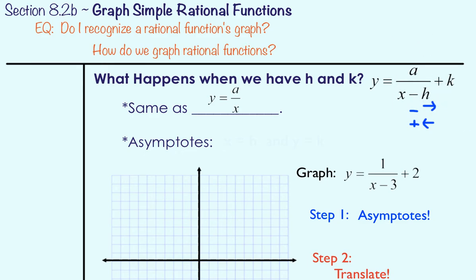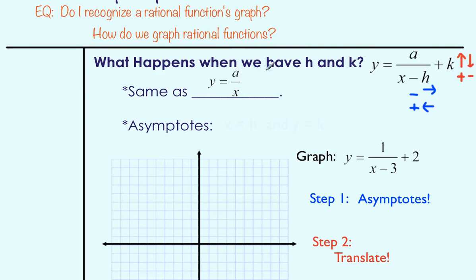And k tells us to move up or down, and we do the same thing as it says. Like if it's positive, we go up, and if it's negative, we go down. Okay, just like h and k every time else that we've done this semester. So you will graph things exactly as you did when it was y equals a over x. The only difference is that you're going to translate this h and k, and your asymptotes also will change.